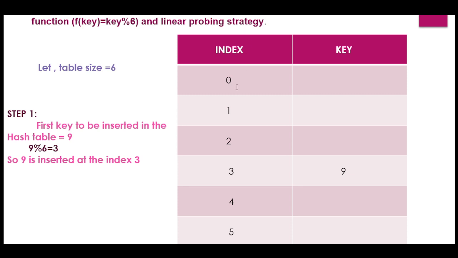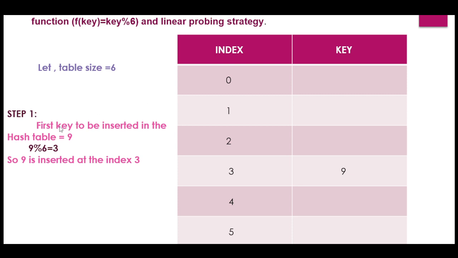So indexing should start from 0. Let the table size be 6. It can be 7, 8, 9, 10, and so on, but it should not be less than 6 because we have 6 elements. The table size should not be less than the number of elements.